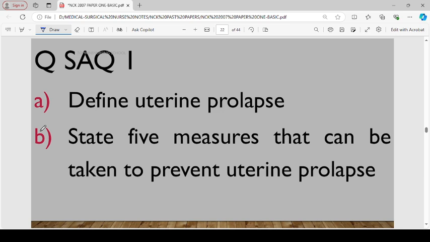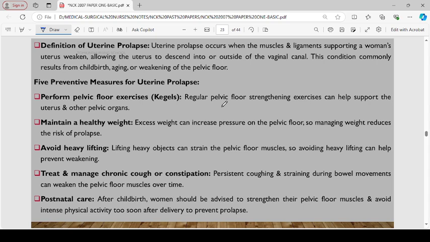short answer question where number one was to define uterine prolapse and state five measures that can be taken to prevent uterine prolapse. Uterine prolapse occurs when muscles and ligaments supporting a woman's uterus are weakened, and this allows the uterus to descend into or outside the vaginal canal. These conditions commonly result from birth, childbirth, aging, and weakening of the pelvic floor.